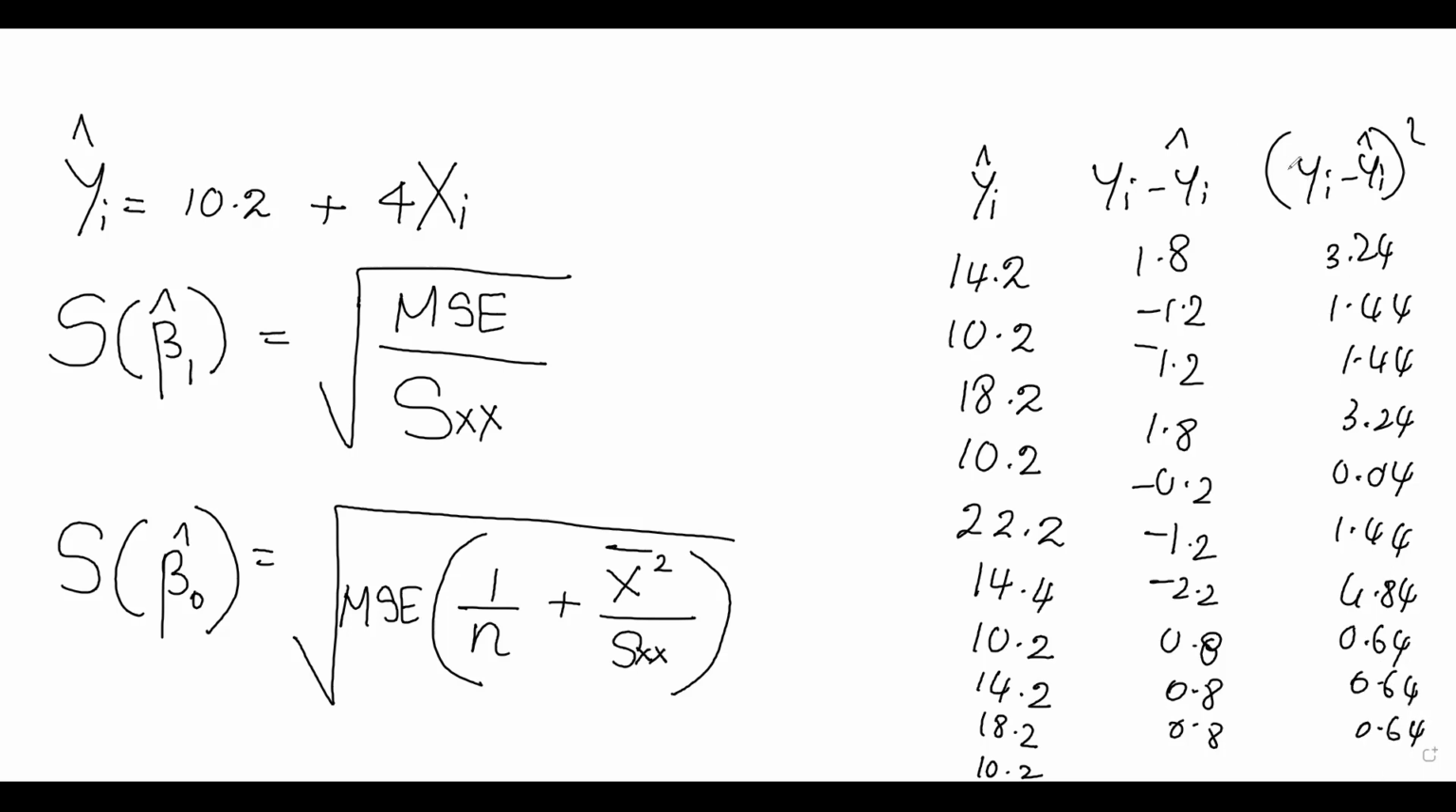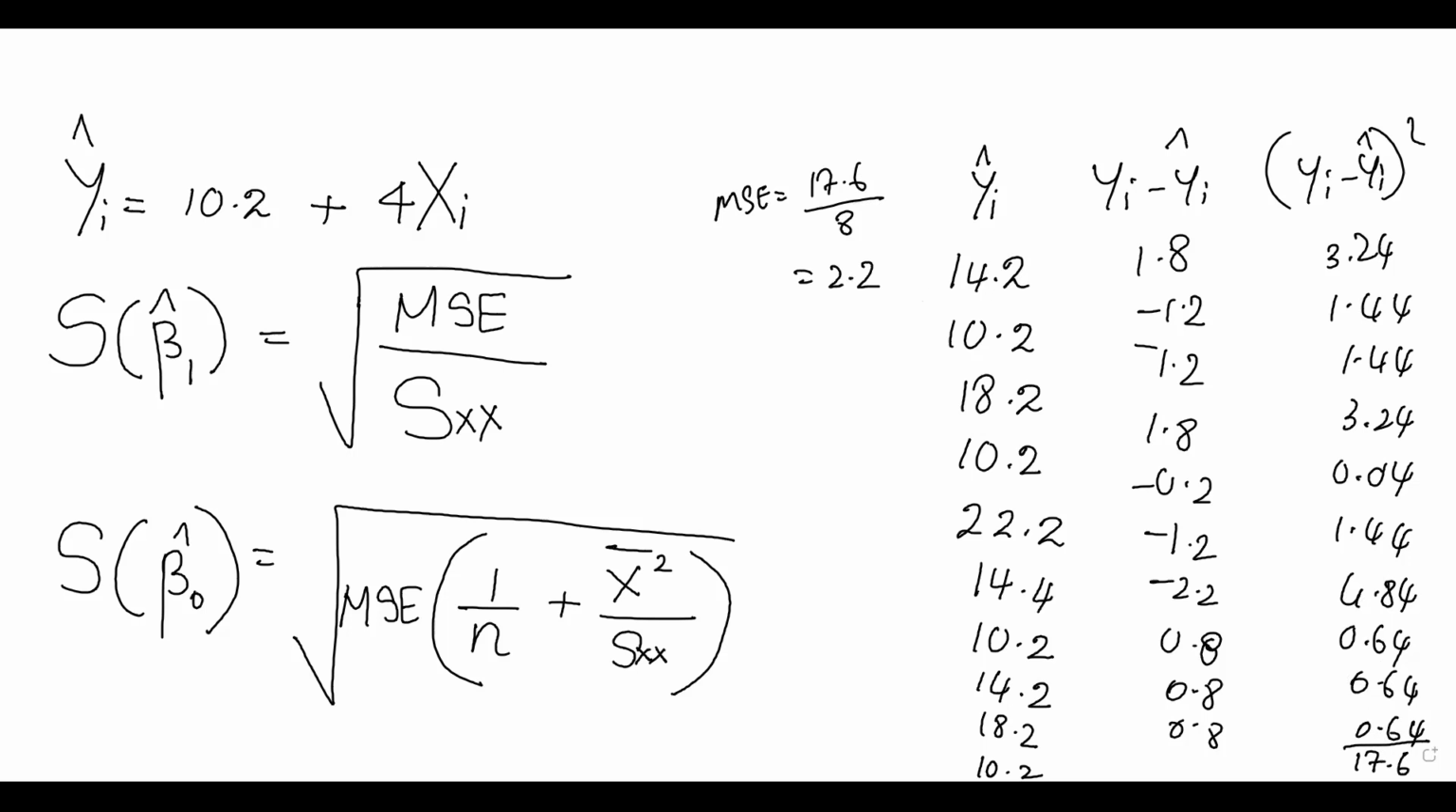Right. So how are you going to get the summation of this? Just add all these. So you would get 17.6, right? So your MSE would be the summation of this, that is 17.6, divided by n minus 2, number of observations minus 2. Here we have 10 observations, 10 rows. So it is going to be 8, and MSE is going to be 2.2.